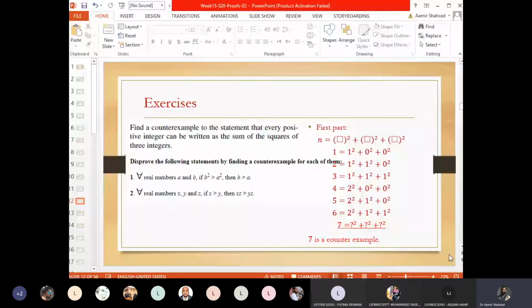Okay, so let's look at the next problem. Disprove the following statements by finding a counter example for each of them. First statement is for all real numbers A and B. The claim says for all real numbers, if we take any two real numbers A and B, if B square is greater than A square, then B is greater than A.